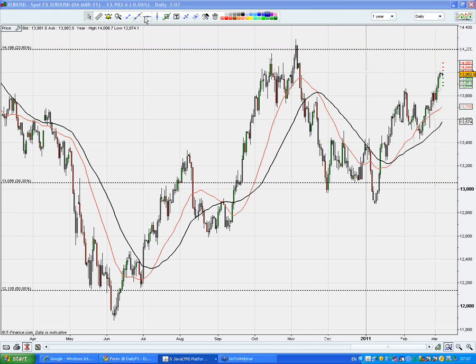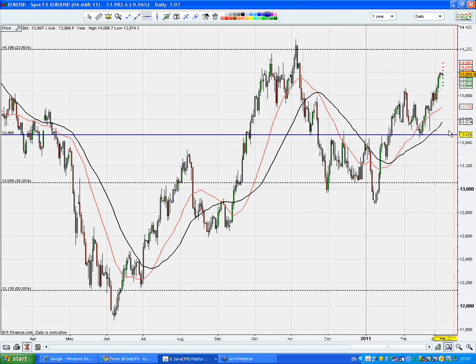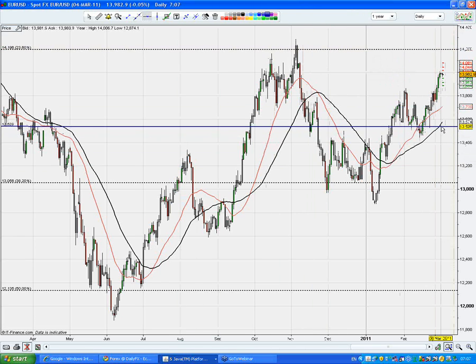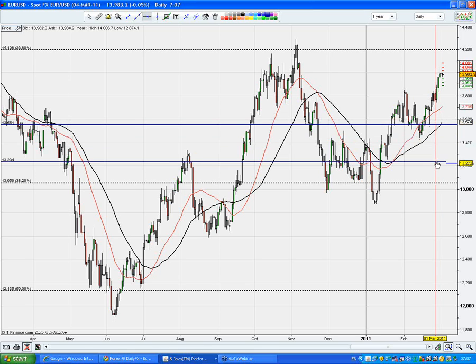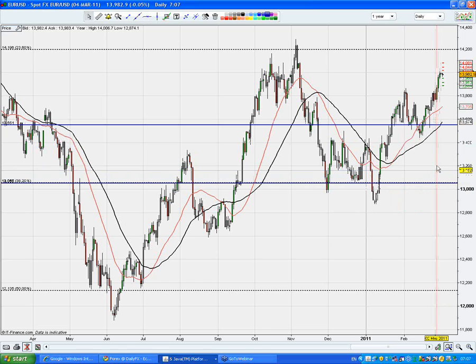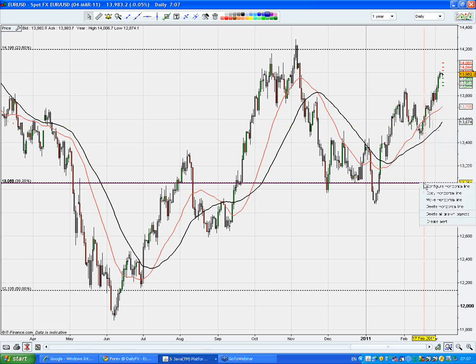The other points of entry into the market, you could sell just below the moving average 50 itself, or you can sell at the 38.2% retracement. But as you can see, those points are quite far away from the market at the moment, so there's no point placing any pending orders there just yet.